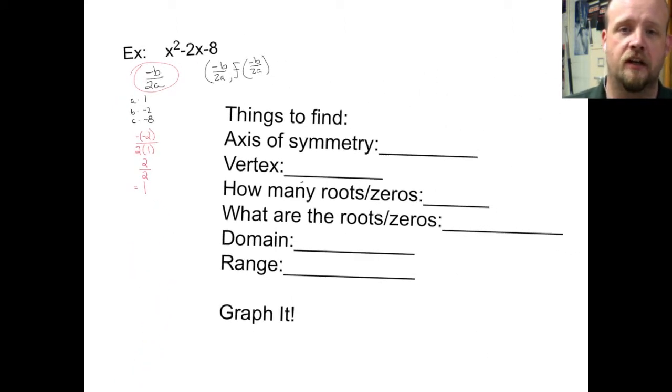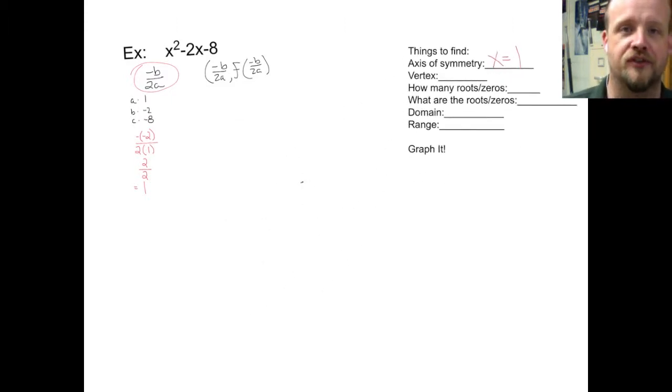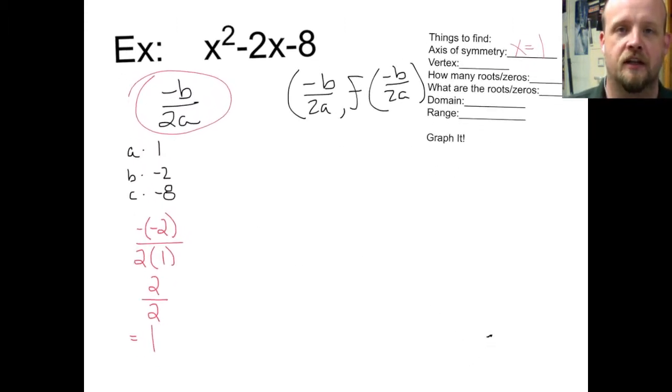So we've got our axis of symmetry: x equals 1. Now remember, we're defining a line, not just a number, so you always want to make sure that it's x equals that number for the axis of symmetry.